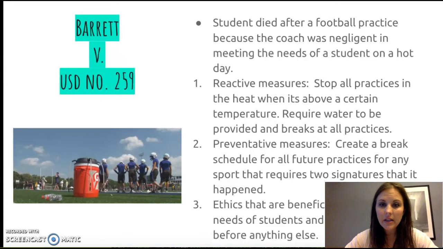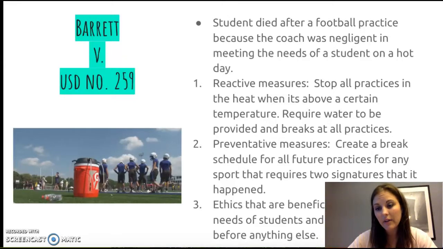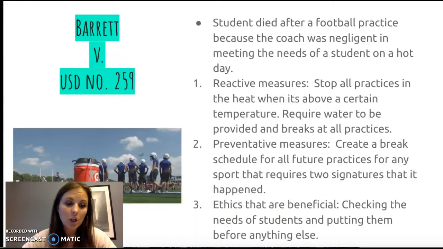My next one is Barrett versus USD 259. This happened when a student died after football practice because the coach was negligent in meeting the needs of the student on a hot day. Basically, they were having a football practice, and the students were not allowed to have enough water breaks, and a student happened to die after the football practice, and he was taken to the hospital.